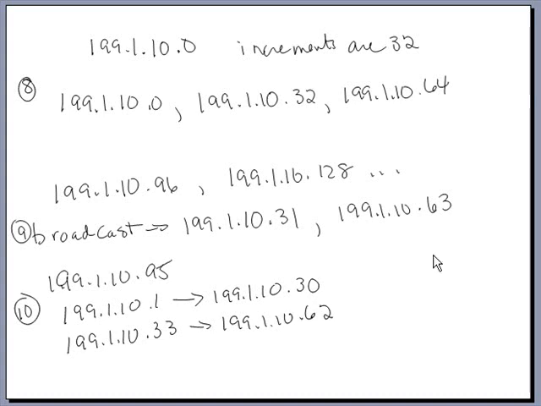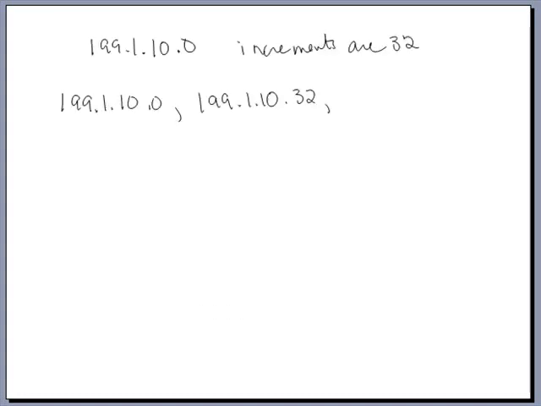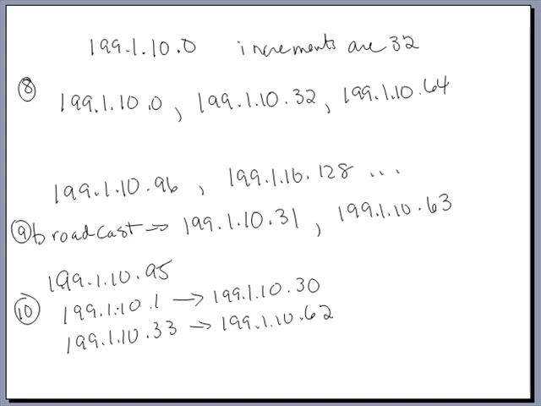For question 11, it says assign the first host IP address in each subnet address to a router interface. So for question 11, according to this example, I'm just going to pick the first one that I assigned. So it's going to be 199.1.1.0. Let me write that down. 199.1.1.0. And then the first one will be my point 1.